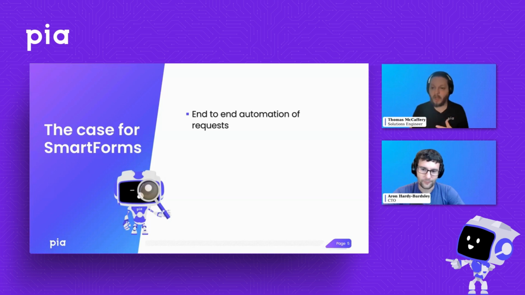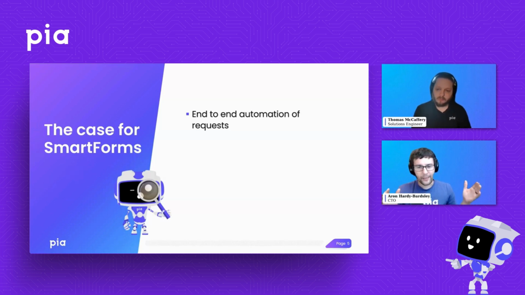Aron, talk to us a little bit about why this is important and why we're doing the end-to-end automation of these types of requests. Yeah, for sure. So with Pia, everything is automation first, right? As an automation platform, our primary goal and focus is to drive efficiencies in your service desk. And so everything we do is hanging off that principle. And that includes SmartForms, right?